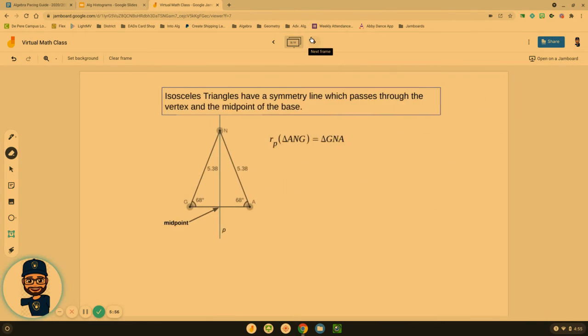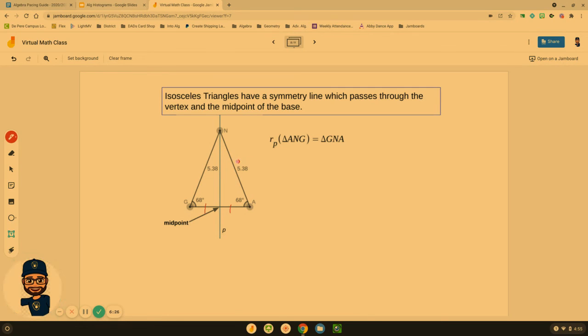And that leads us to this last property right here, right? Isosceles triangles will have a symmetry line which passes through the vertex and the midpoint of the base. All right, meaning that it's going to have a midpoint and cut them into two equal parts right there. It also will cut this angle into two equal angles. And so we can do a lot of investigating here.